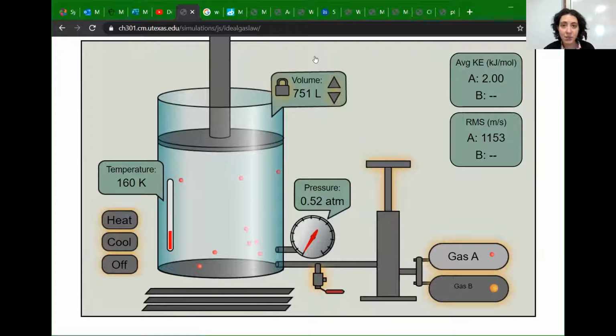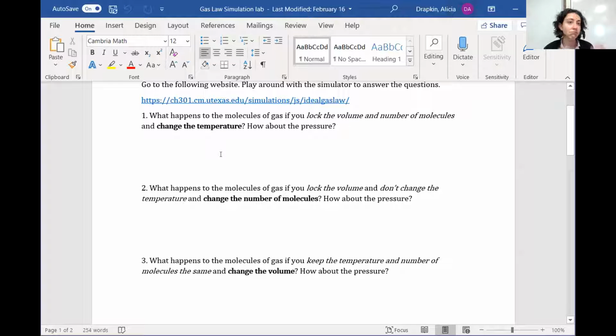So going back to number 1, we could write in something to that effect. The molecules have slowed down when you cool it, or they speed up with heat as you heat it up. And the pressure increases when the temperature increases. The pressure decreases when the temperature decreases. Okay, so that's what you could write there. I'm not going to write it for you. You can do that yourself.